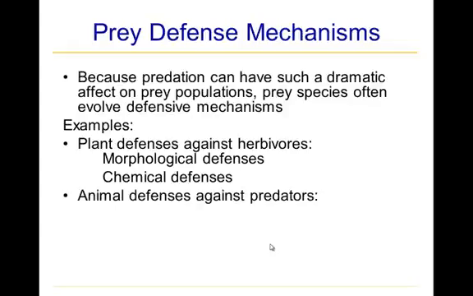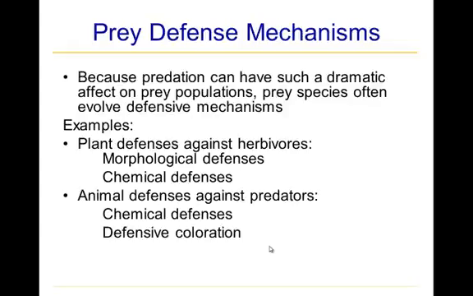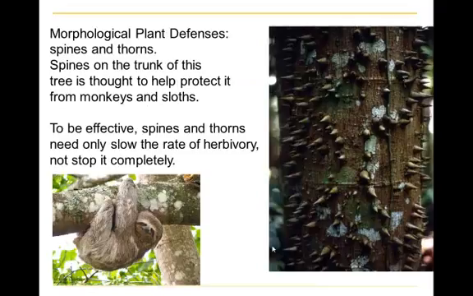Animals have also developed defenses against animal predators, and again, these can be chemical defenses, skin toxins and such, and defensive coloration, mimicry, and these are just a few. This is not a comprehensive list by any means. But here we can look first at some of the plant defenses.